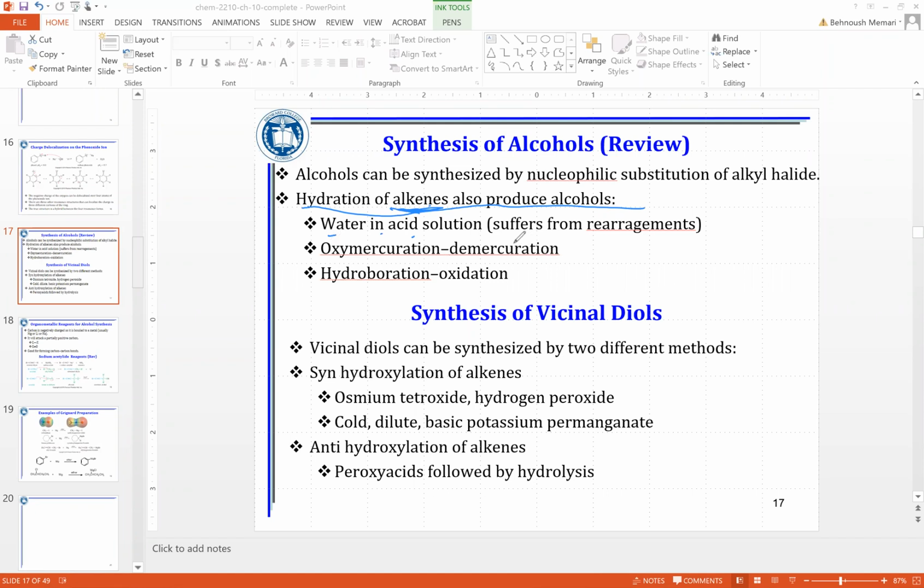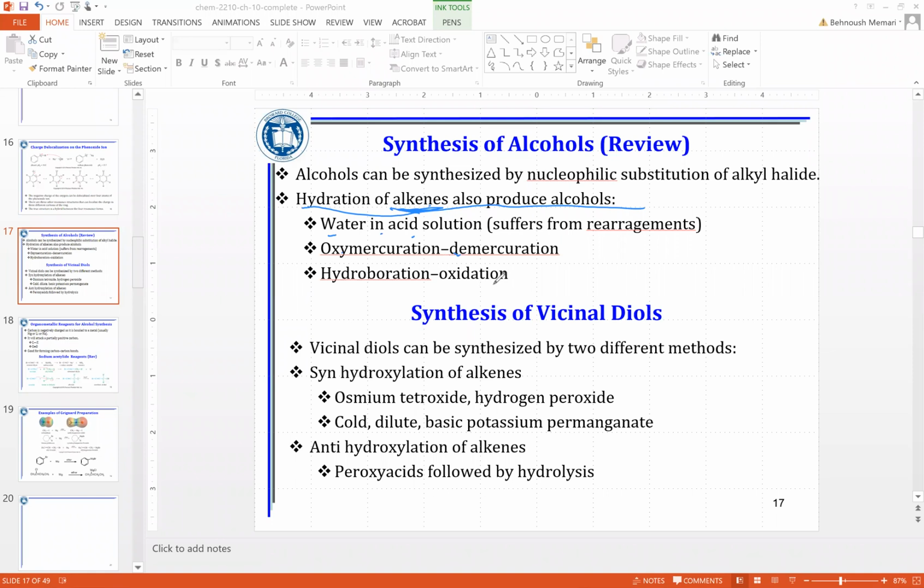Oxymercuration, demercuration, this is indirect addition of water. Indirect addition of water using oxymercuration, demercuration reagent. The product was the Markovnikov product, and the addition was an anti-addition, meaning that hydrogen was added from a different side than the OH. And there's no rearrangement. A triangle, the mercurinium ion, was formed as the intermediate, if you remember.